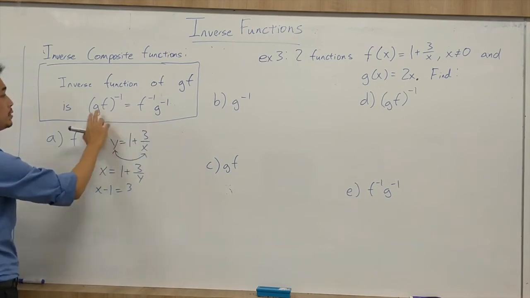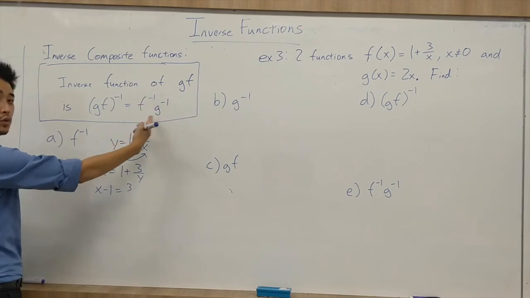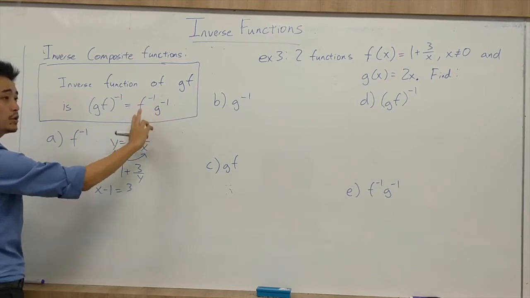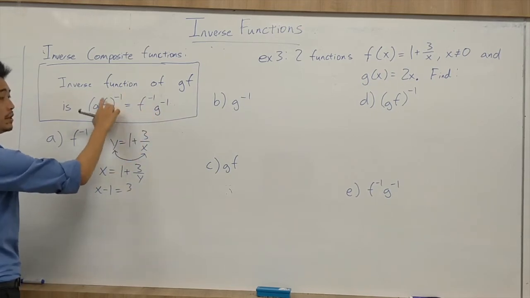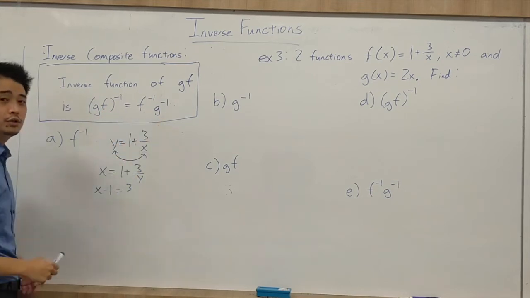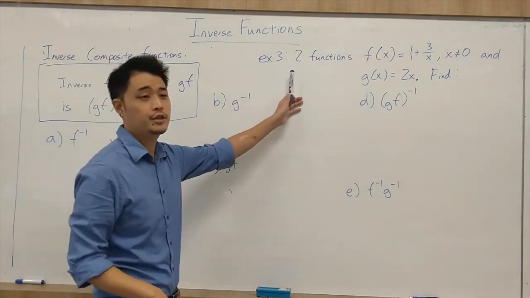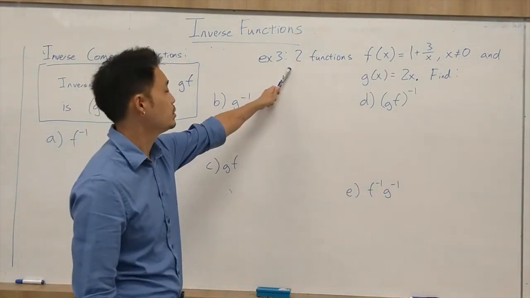Now, a quick thing to note, when we do it this way and we take the inverse of each individual function, we actually reverse the order. So here we have gf and then the inverse. Here we have the inverse of f and then the inverse of g on the inside. So it's important to note. Let's take a look at an example and I'll prove to you that this is true.